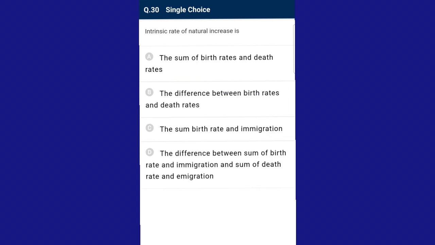Question number 30. Intrinsic rate of natural increase is the difference between birth rate and death rate. The intrinsic rate of natural increase, denoted by small r, is the difference in the birth rate and death rate. The r value of Norway rat is 0.015 and of the flour beetle is 0.12. The r value helps us in understanding the effects of biotic and abiotic factors on population growth. Answer is option B, difference between birth rate and death rates.